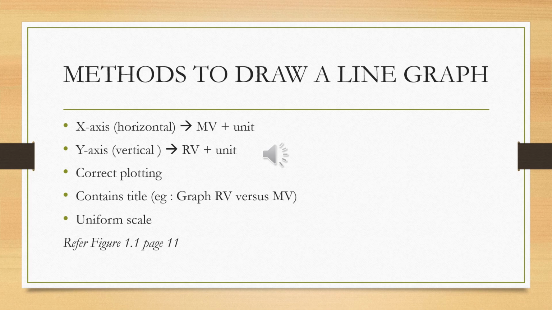Your graph must contain a title, meaning graph, responding variable versus manipulated variable. You just take from the axis, and the scale must be uniform. The line for the graph should be a constant single line, no double line.